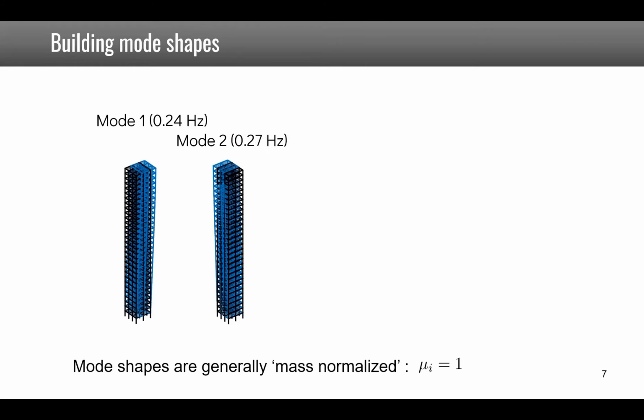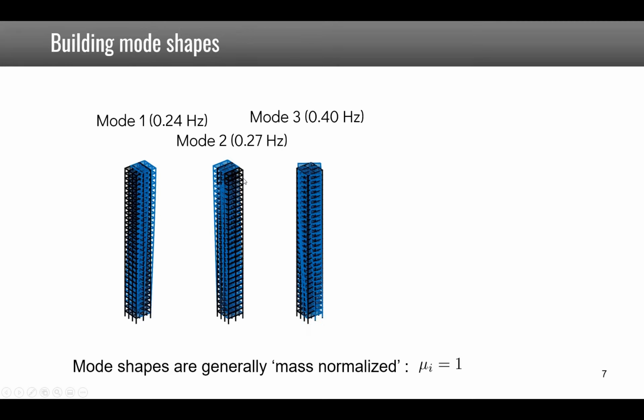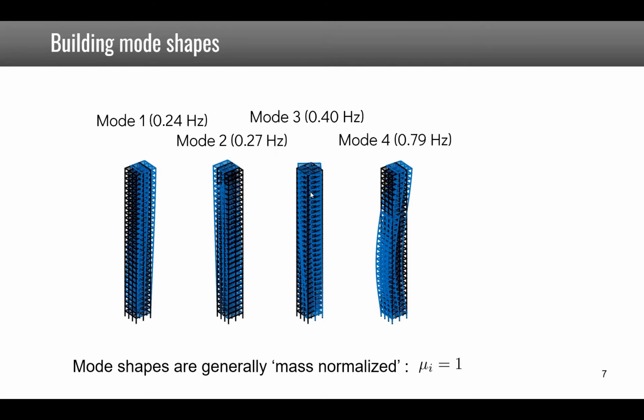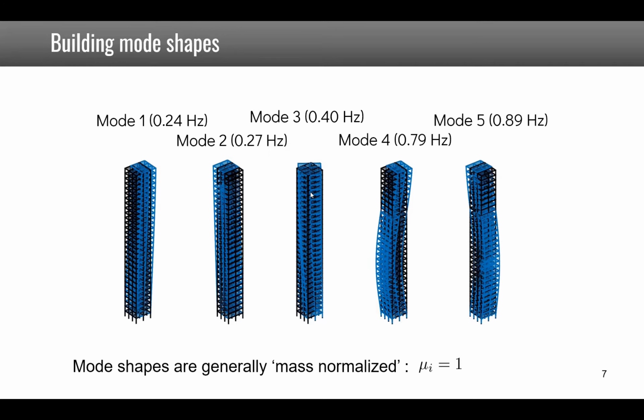You see that in the first one the motion is mainly in that direction, whereas for the second one it is in the perpendicular direction. The third mode is a mode of torsion of the building, and the fourth and fifth one are bending modes of the building. So second order bending modes, and these are first order bending modes. Generally in finite element software, the mode shapes are mass normalized so that mu I is equal to 1.